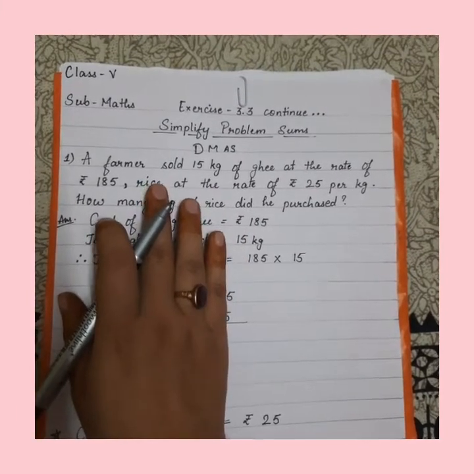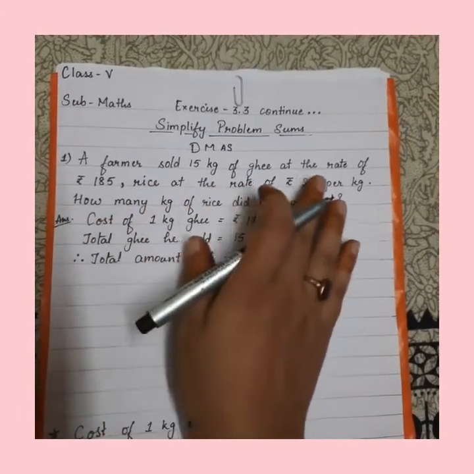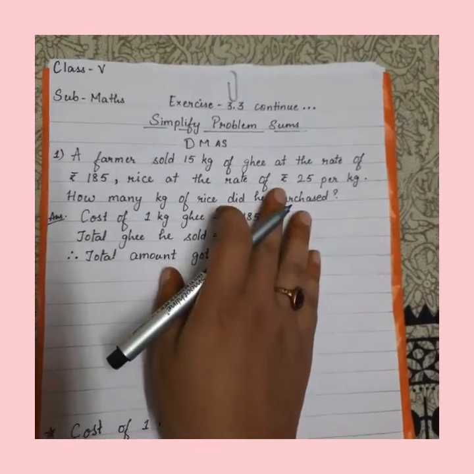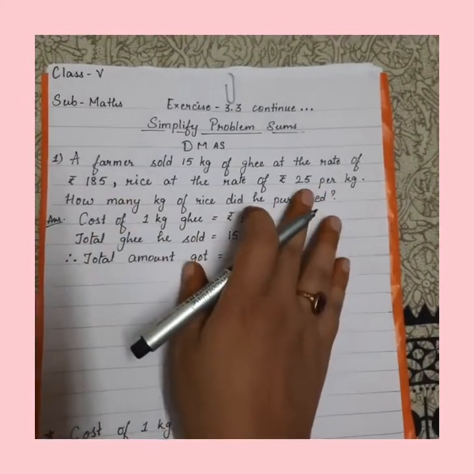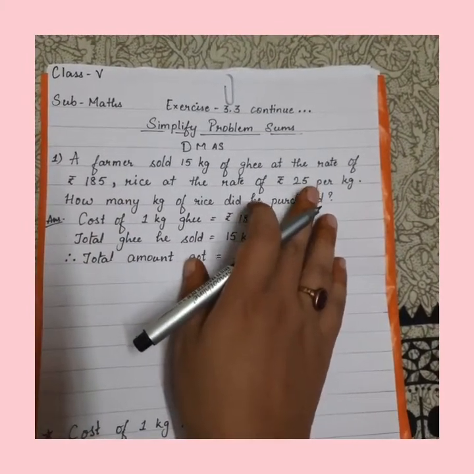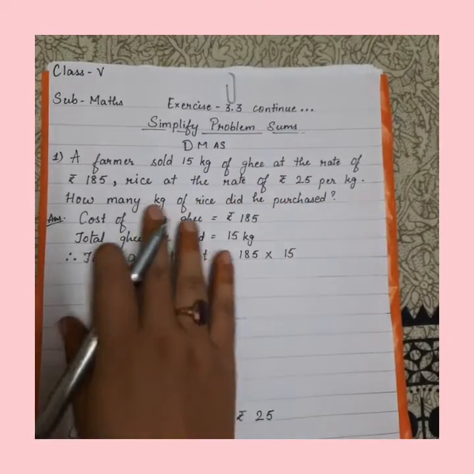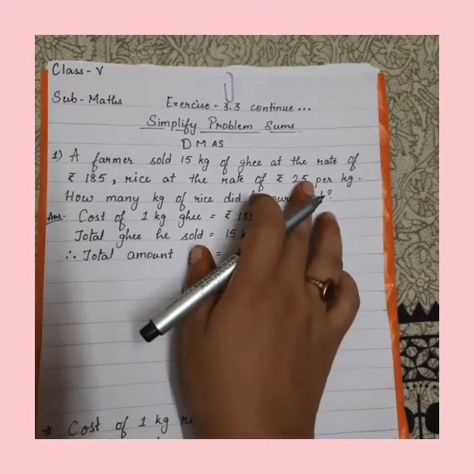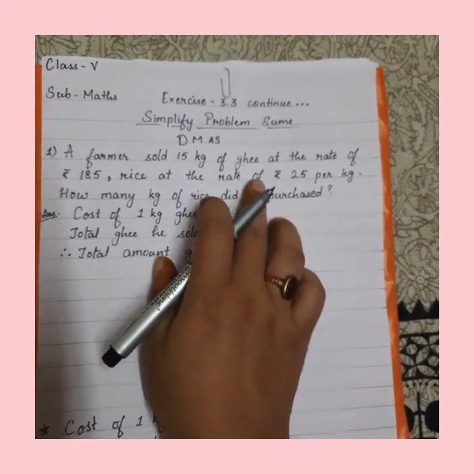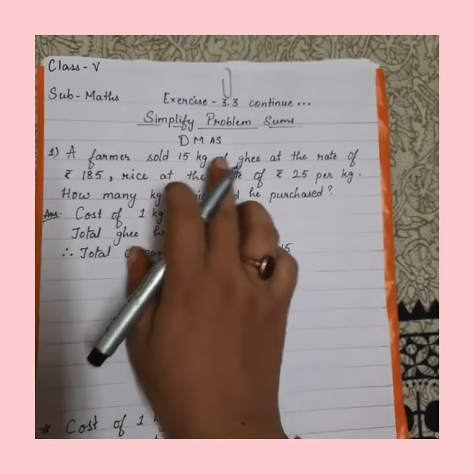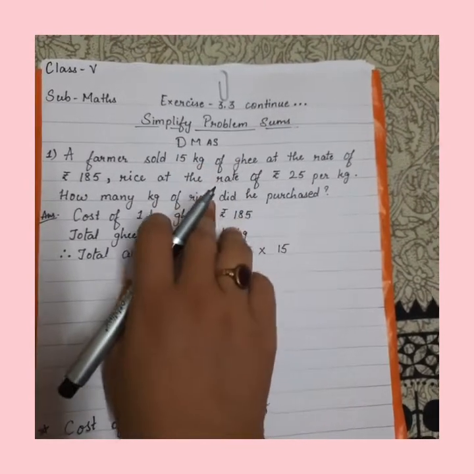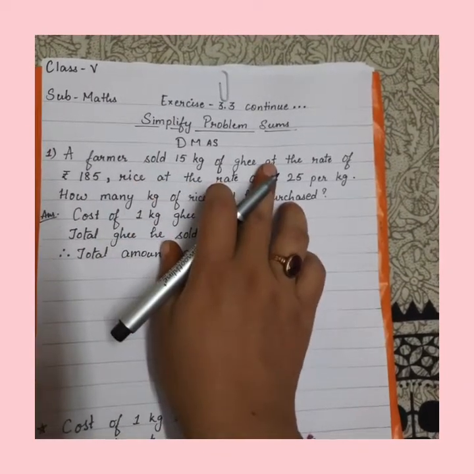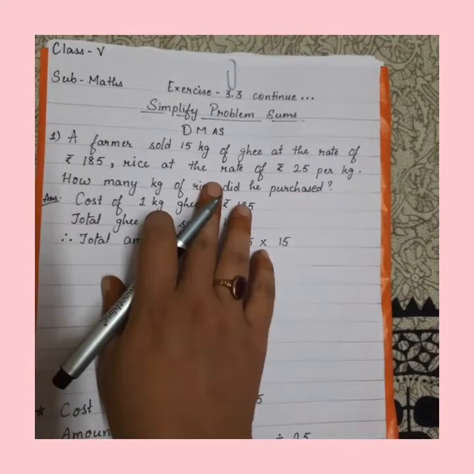Then again he is buying rice at the rate of rupees 25 per kg. Along with the ghee, he is also dealing in rice, which is rupees 25 per kg, means 1 kg. How many kg of rice did he purchase? Here he is purchasing rice, he is not selling rice, okay. Only he is selling ghee and then he is purchasing rice with that money which he is getting by selling the ghee, okay. I hope the question is clear to you all.